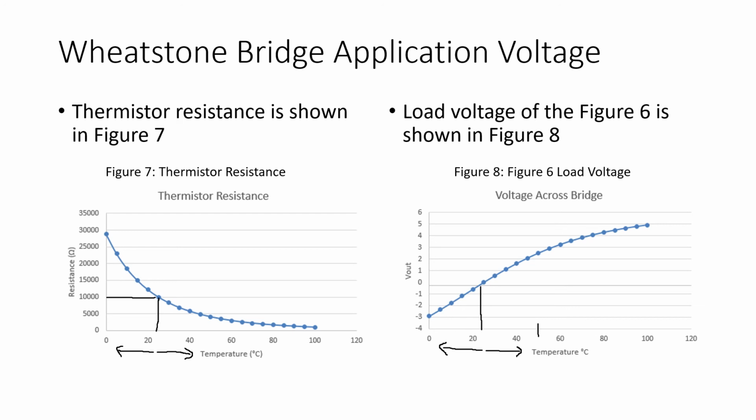So there are many different configurations of bridge circuits. However, the one that you are most likely to encounter is the Wheatstone Bridge. It's widely used in instrumentation to obtain a voltage due to a change in a physical parameter such as temperature.